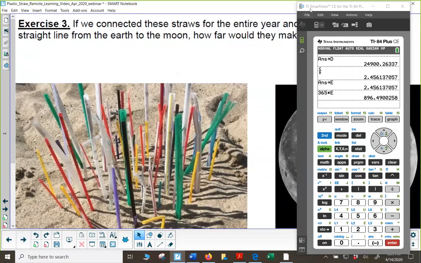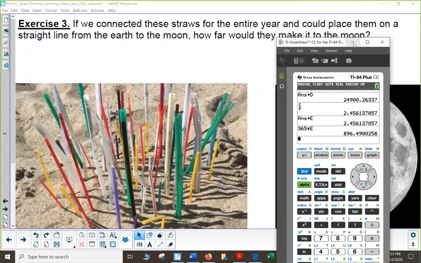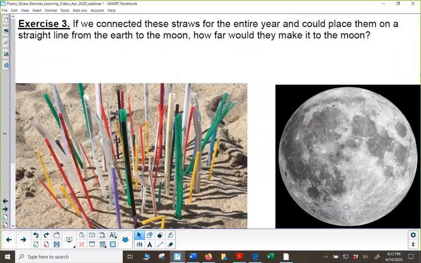All right, so exercise 3. If we connect these straws for an entire year and could place them on a straight line from the Earth to the Moon, how far would they make it to the Moon? Would they make it? Would it go too far? Whatever. So that's the idea. By the way, I hope you guys are enjoying the pictures I have here. I had the Earth before, and I got the Moon. I got all these nasty straws on the beach where they shouldn't be. Again, just enough there to kind of give students the idea this is not a good thing.